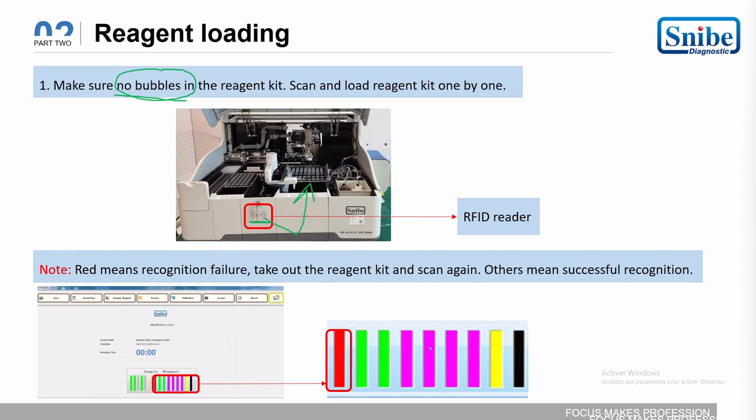So different colors have different meanings. For example, the red means recognition failure. The reagent is not recognized. In this situation, you need to take out the reagent kit and then scan again and load it again into the reagent area. All the other colors mean that the recognition is successful, that the scan is successful, and now these colors have other meanings. For example, the black is an expired reagent kit. You need to remove it and replace it.